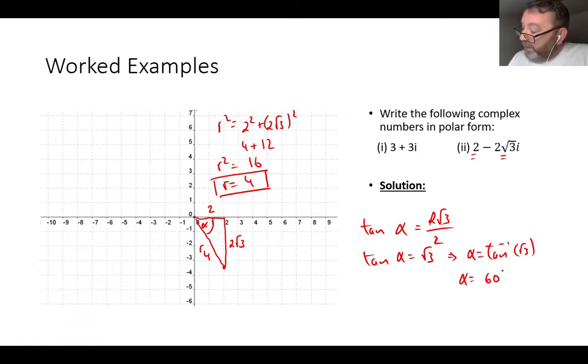I'm just going to check that on the calculator to make sure. Inverse tan of root 3: shift, tan, root 3. Never guess in maths. You can't afford to guess. It is 60 degrees. Okay, and there it is. However, that is not theta.